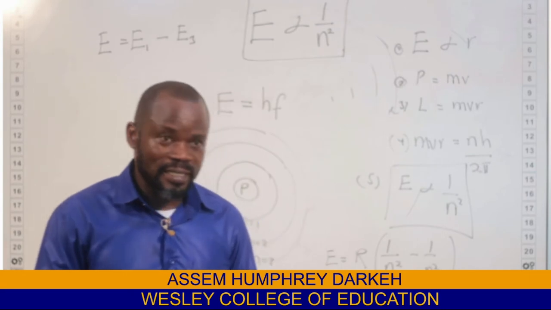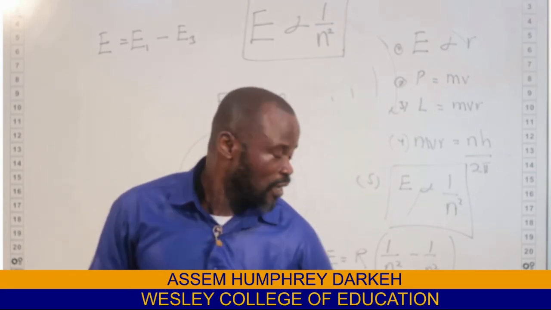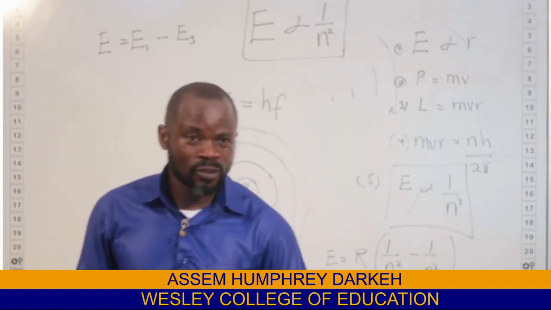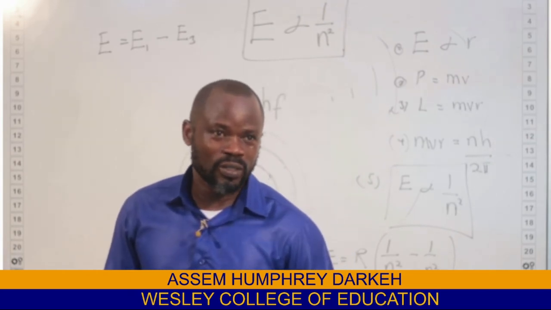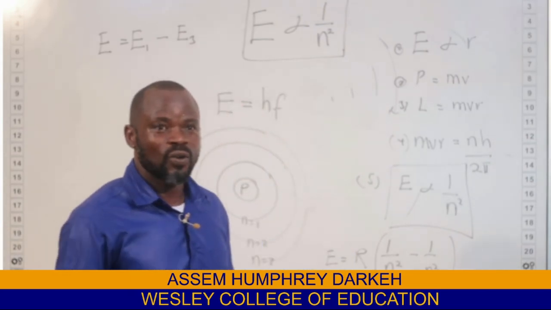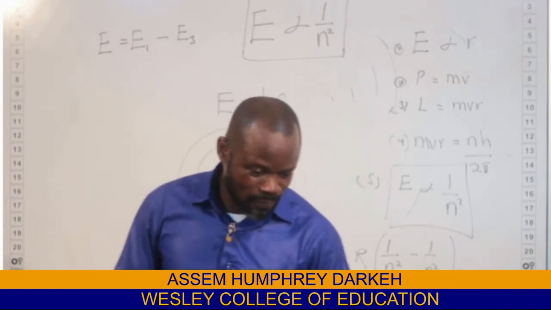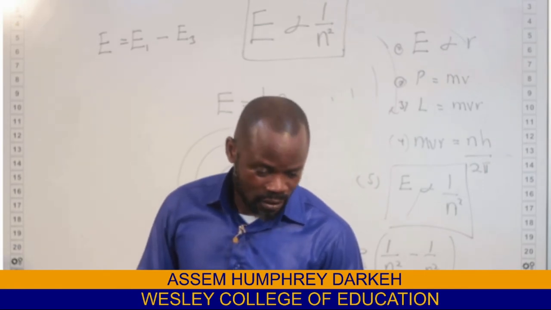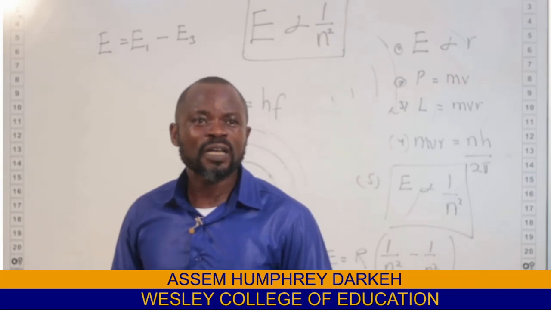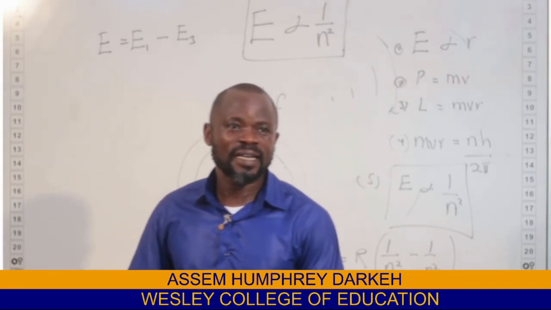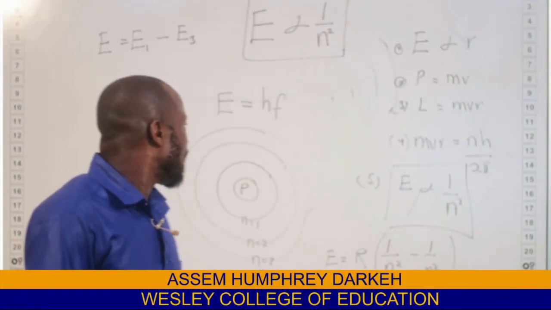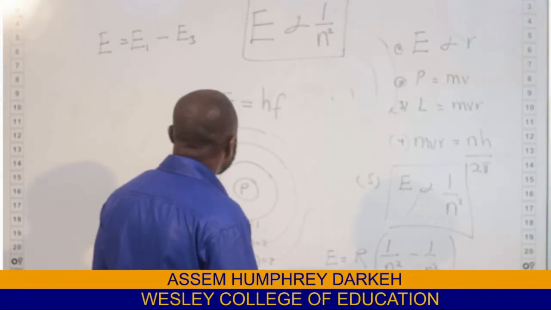By the time we end this lesson, I would expect most of you to have a very good insight into how to calculate this and to provide an answer when given. You must get your calculators, because with these we're going to get figures that have powers. And if your calculators are not good, you'll not be able to solve some of these problems that will come your way. Now, Bohr was able to show that the wavelengths in the UV, ultraviolet, spectrum of hydrogen discovered by Lyman correspond to transitions from one of the higher energy orbits to n equals 1. So let's look at something here.